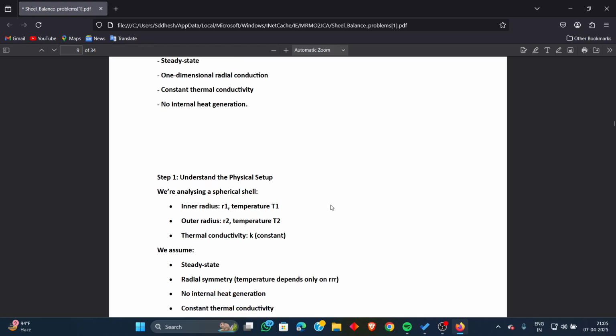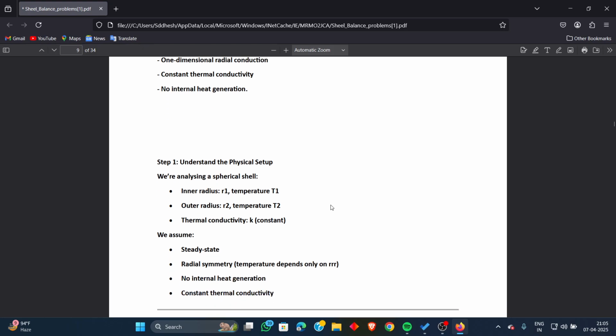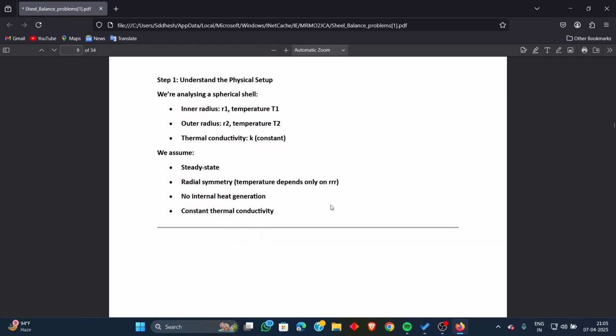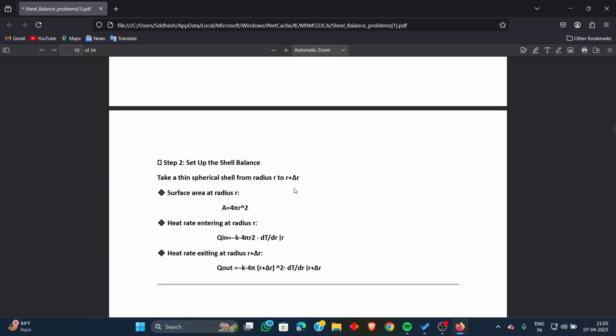We'll directly move to Step 1, that is understanding the physical setup. We are analyzing a spherical shell here, with inner radius R1 at temperature T1, outer radius R2 at temperature T2, and thermal conductivity k that is constant. We assume steady state radial symmetry, temperature depends only on r, no internal heat generation, constant thermal conductivity. Step 2, setup of the shell balance.